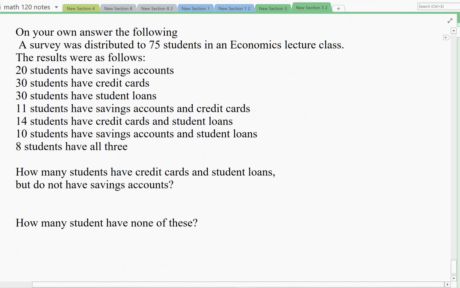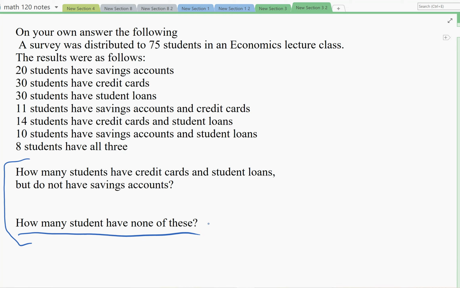So on your own, see if you can fill out the Venn diagram of the students in an economics class, and then answer these 2 questions that I've posted here. How many have credit cards and a student loan but don't have a savings account, and how many, and there's that question, how many don't have any of those, right, outside all of the 3 circles. And I'll post the answer to that later in the week. So try that one on your own. Fill it all out with all the appropriate regions and answer those 2 questions.